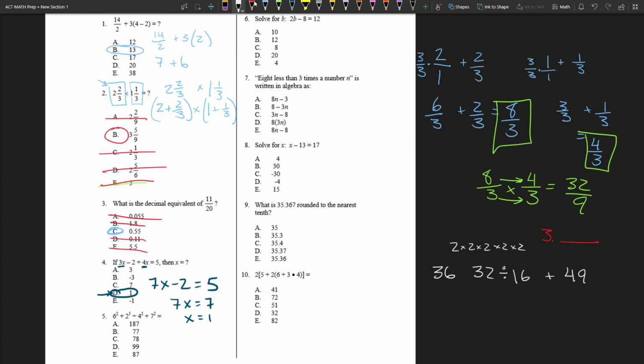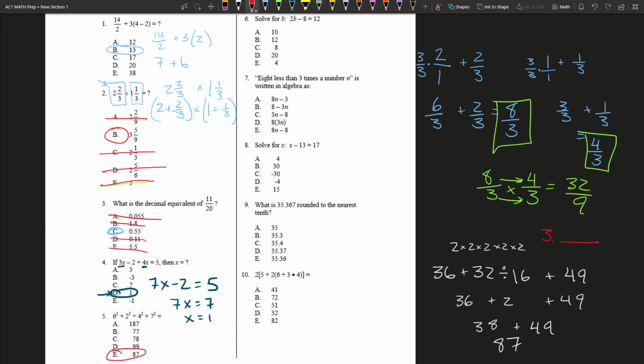All right? So when we do this, 32 divided by 16, if we're following order of operations, that's 2. Then we have 38 plus 49, which is 87, right? Yeah. So our answer is E. And again, we can plug that into a calculator really, really easily and get an answer a lot quicker than what we just did.